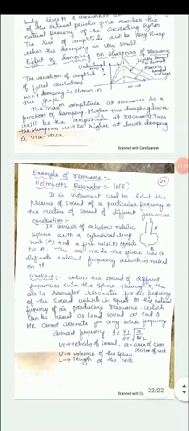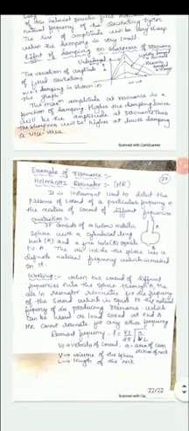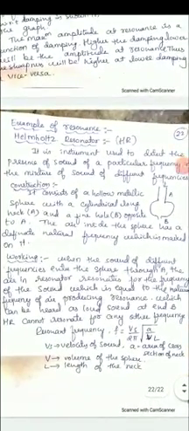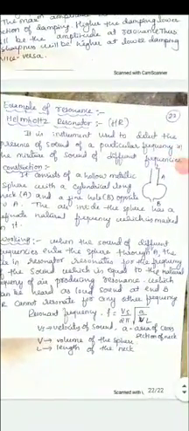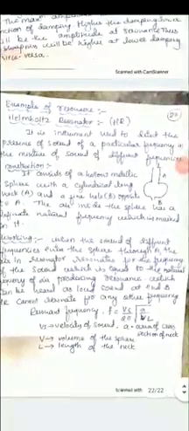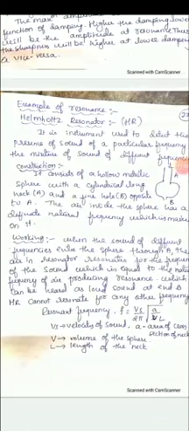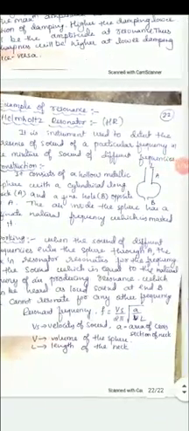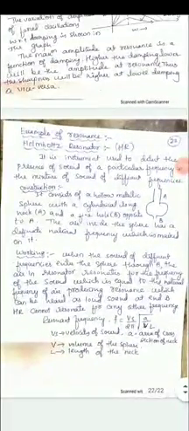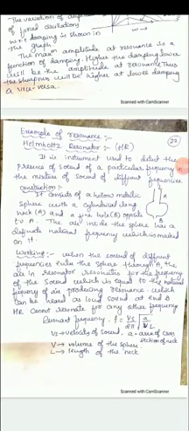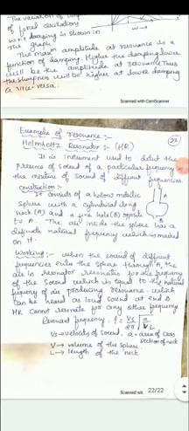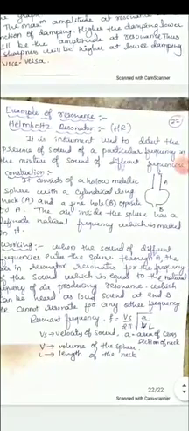Next, see an example of resonance, which is the Helmholtz resonator. See here what the Helmholtz resonator is. It is the instrument used to detect the presence of sound of a particular frequency in a mixture of sounds of different frequencies. Just go through the diagram here for its construction, it is very simple.